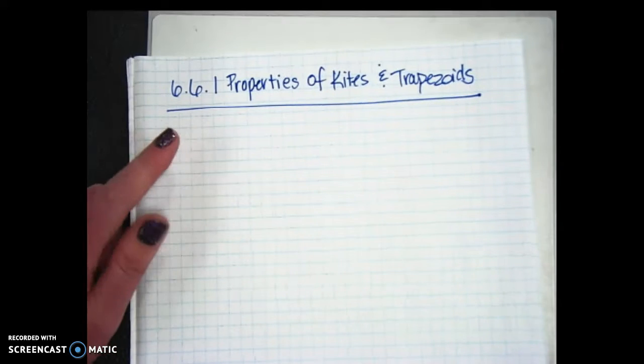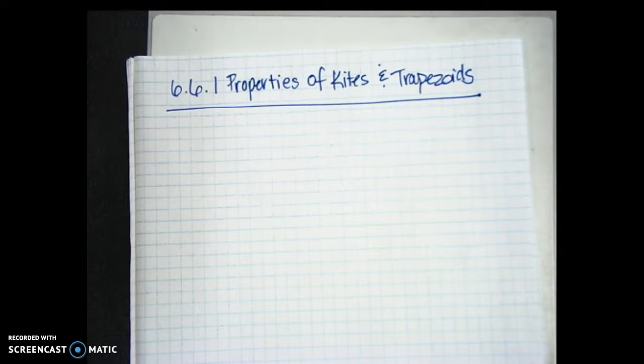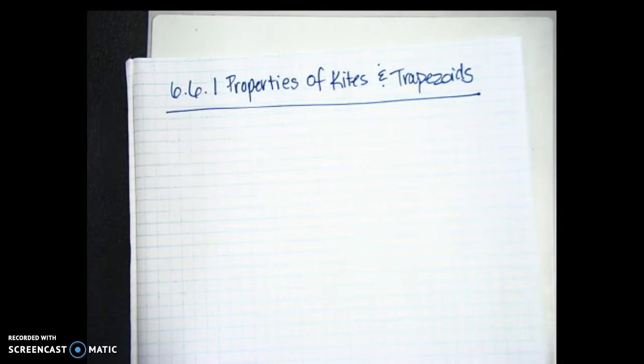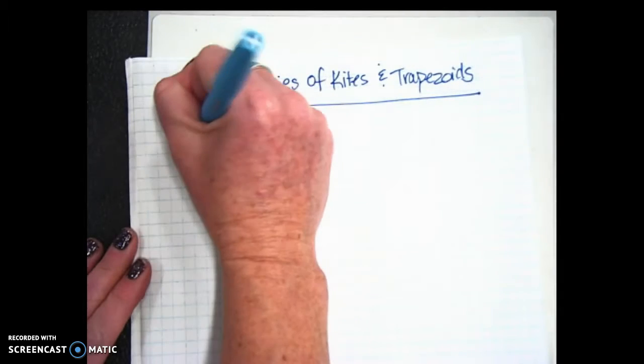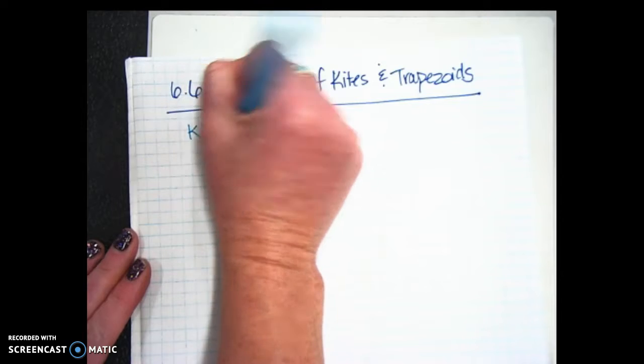Section 6 is called Properties of Kites and Trapezoids. So we're just going to split it over two days. First day today, we're going to do kites. Second day tomorrow, we're going to do trapezoids. So let's first talk about what is the definition of a kite.